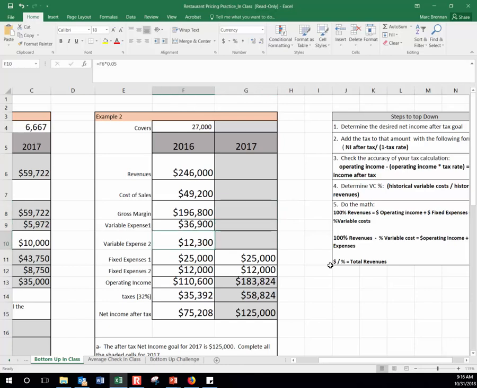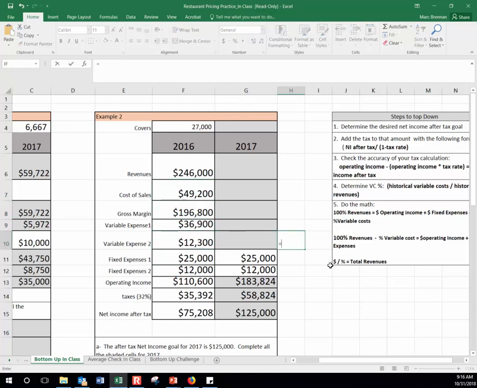Now in this case, this is where it gets a bit trickier. We have cost of sales. That's food and beverage, right? Therefore, that is a variable expense. So we have to find out our variable cost percentage for cost of sales, our variable cost percentage for variable expense number 1, and our variable cost percentage for variable expense number 2. So we'll do that historically for 2016.